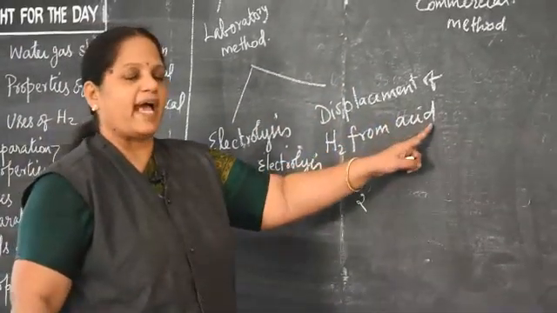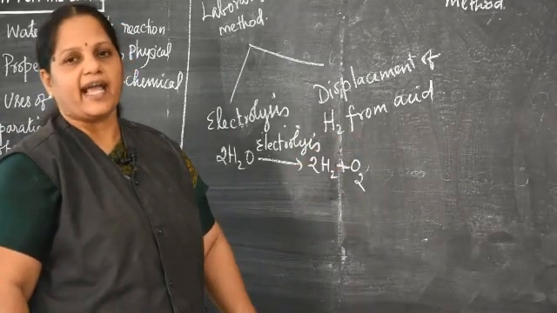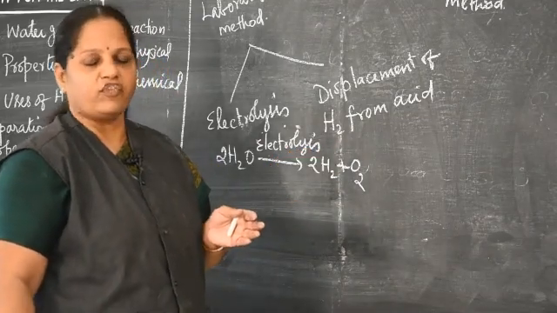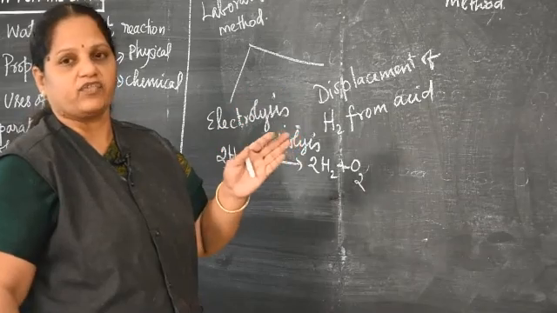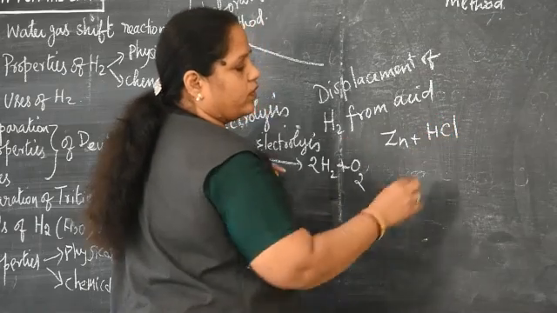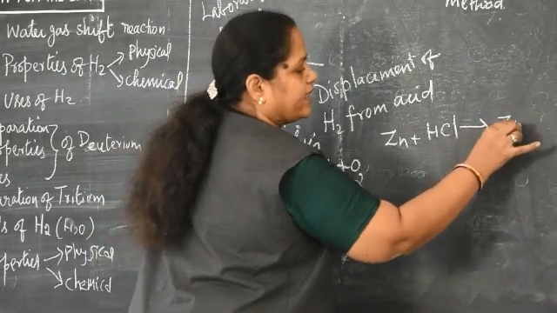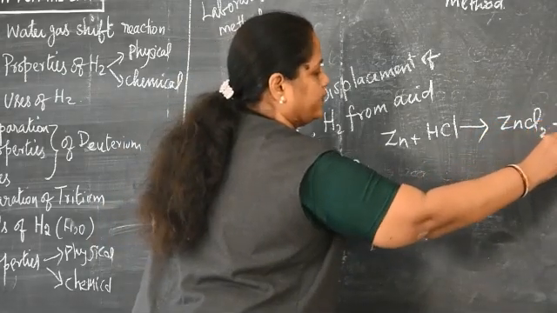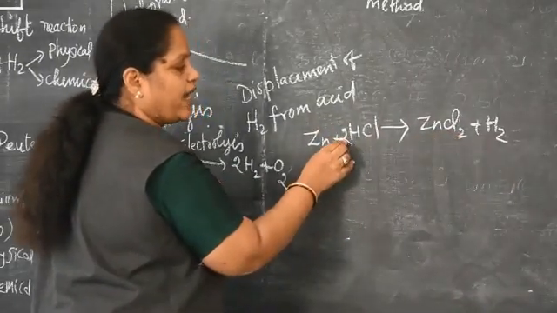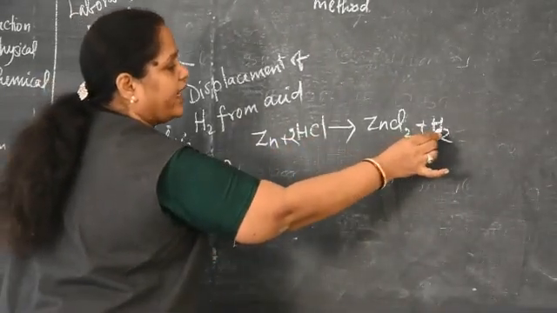Displacement of hydrogen from acid. Highly reactive metals such as zinc, aluminum, and iron react with either hydrochloric acid or sulfuric acid. They replace hydrogen from the acid. For example, zinc reacts with hydrochloric acid and replaces hydrogen from the acid. We get zinc chloride plus hydrogen. Here 2 chlorine is there, that is why on the reactant side you also add 2. How many hydrogen are there? 2 hydrogen, that is why here you write H2.